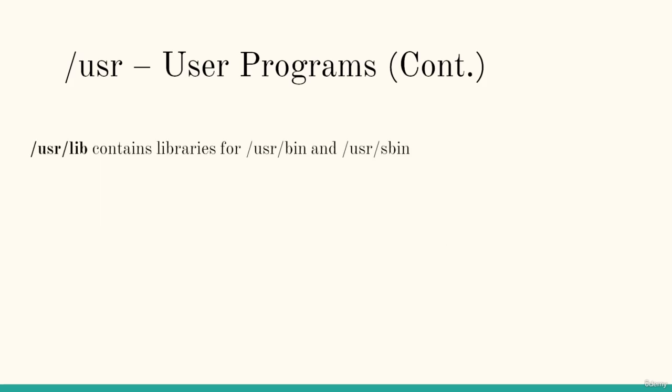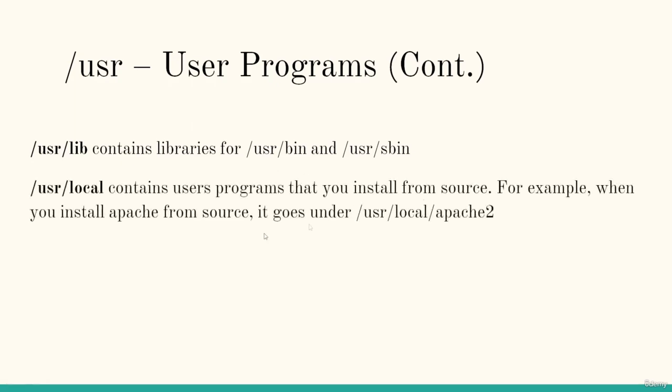To continue, /usr/lib contains libraries as well for /usr/bin and /usr/sbin. And /usr/local contains user programs that you install from source. For example, when you install Apache from source, it goes under /usr/local/apache2. Okay, so again, the /usr here is for user programs. Under it you can find usr/lib, usr/bin, usr/local, usr/sbin, and so on.